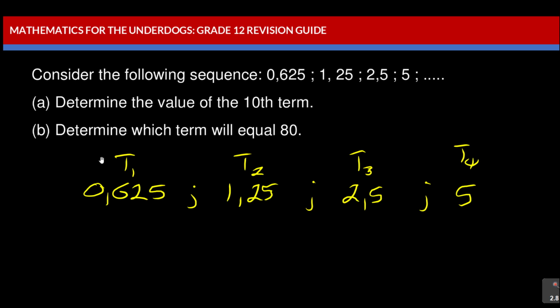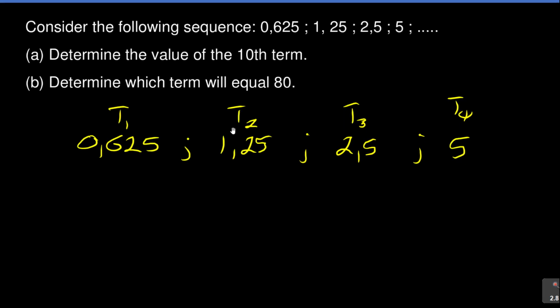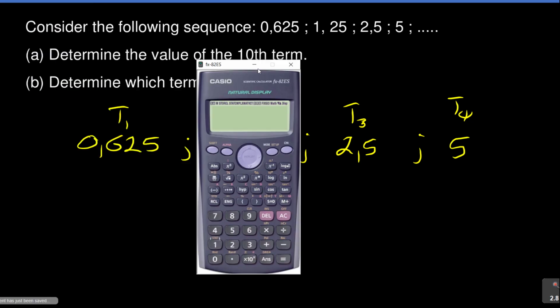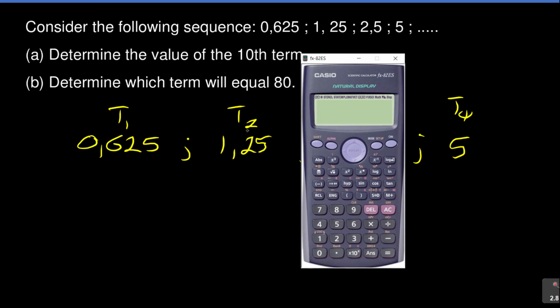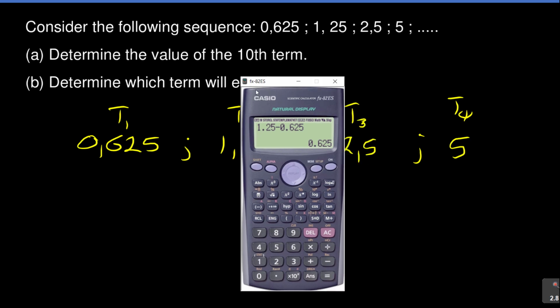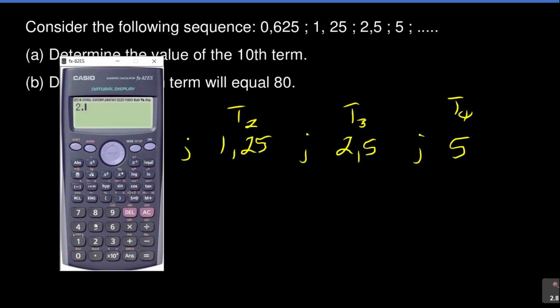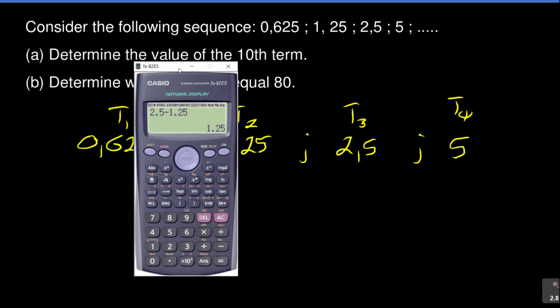Now it's easier because I'm dealing with the geometric, but in an exam you might not know what you're dealing with. So what I will encourage you, quickly take the calculator just to test what you're dealing with. You start with the arithmetic. Remember, it's T2 minus T1, which is 1,25 minus 0,625. Check the answer. It's 0,625. Try the other one, 2,5 minus 1,25. Check whether you're getting that answer. You see, now I'm getting 1,25, not 0,625. So it means it's not arithmetic.